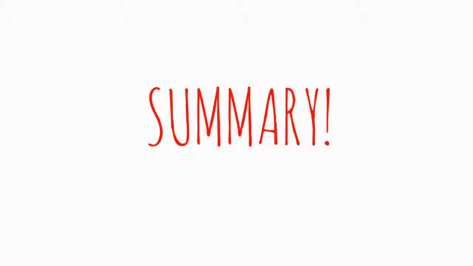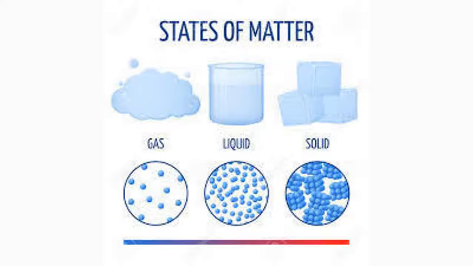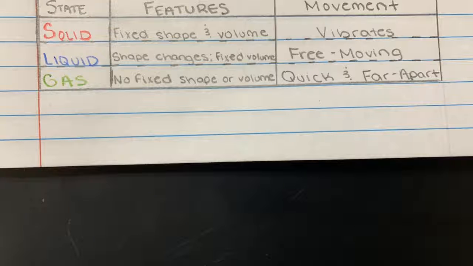Let's summarize our states of matter. We have solids, liquids, and gases. Some of the features of solids: they have a fixed shape and a fixed volume. When their particles are moving, which all particles are still trying to move, right? When their particles are moving, they're just vibrating against each other. They're not making anything crazy.